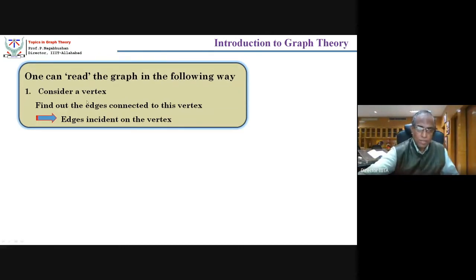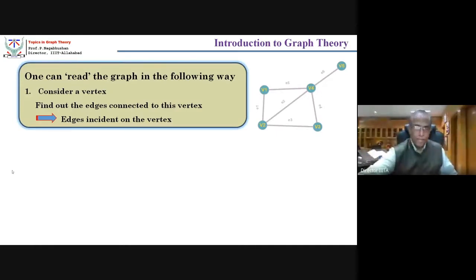Consider a vertex, any vertex. Find out the edges connected to this vertex. Let us see. I consider V1. Find out the edges which are connected to V1. E5 is connected. E1 is connected. Now find out V4. E5 is connected, E2 is connected, E4 is connected, E6 is connected.